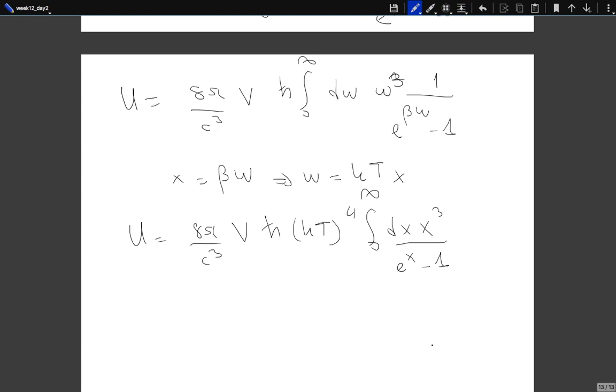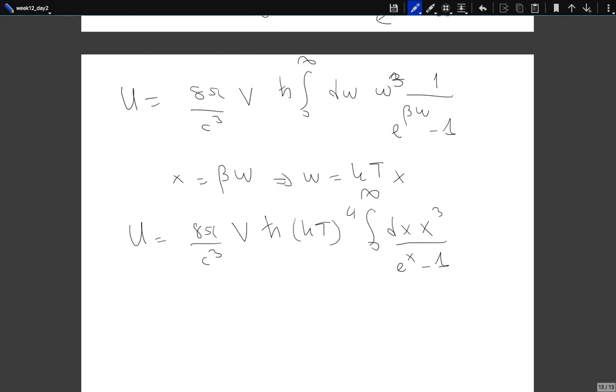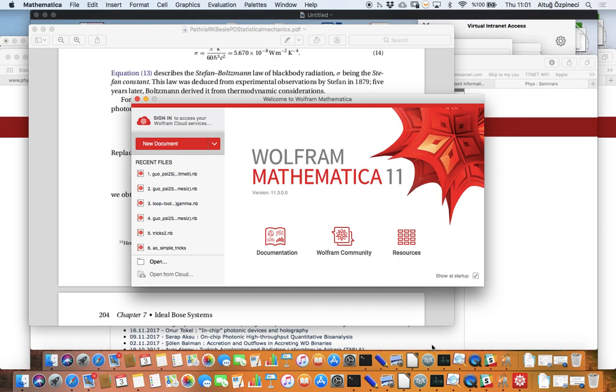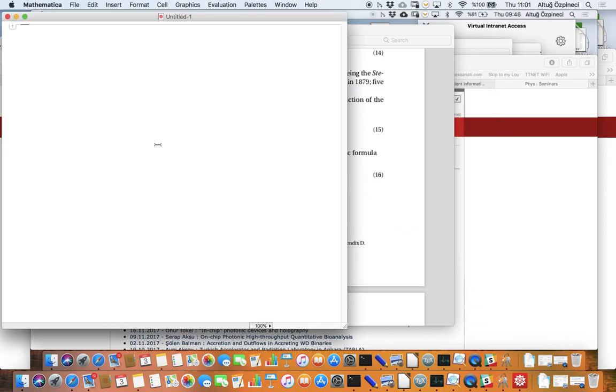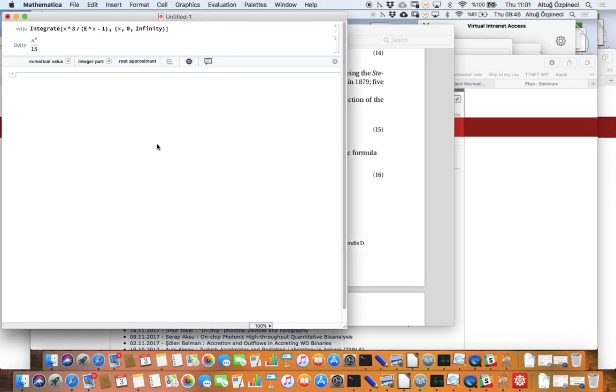Well, you can just look up that number, whatever that is, or thanks to Mathematica, we can just ask Mathematica to evaluate it. x cubed divided by e to the power x minus 1, x from 0 to infinity. This is just pi to the 4 over 15. It's just a numerical value.